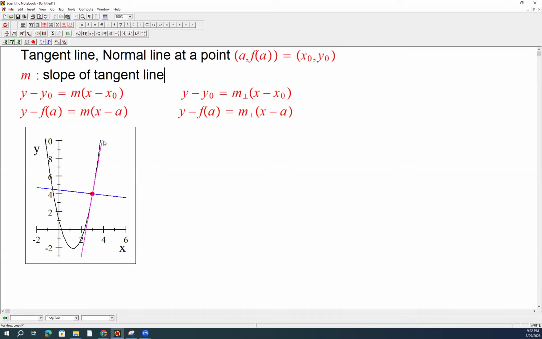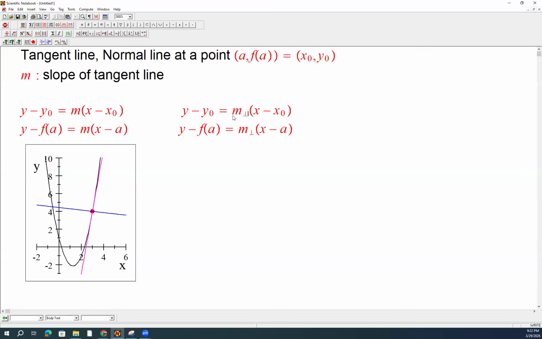That tangent line in this picture will be the purple one, and it touches the curve at exactly one point. That's the slope. And the blue one is the normal. The normal line is perpendicular to the tangent line, so this is the slope of the normal line, m perpendicular.